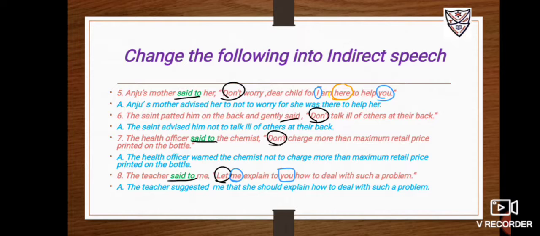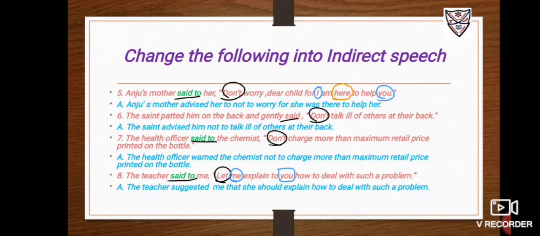So it is, and next is nearness. Last step, that is here will change to there. So it is Anju's mother advised her not to worry. We are cutting this "dear child" because she has just used it in the exclamation. So it is "dear child", we will cut it. So not to worry, for she was there to help her.